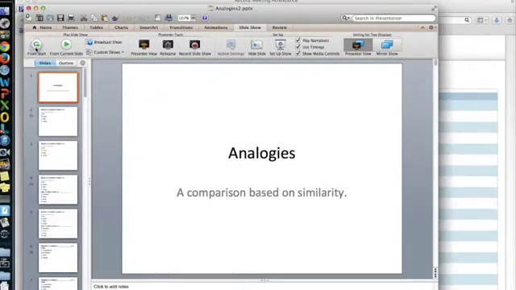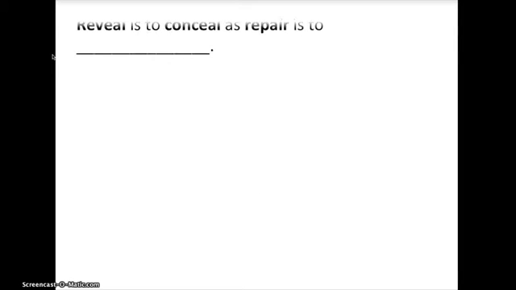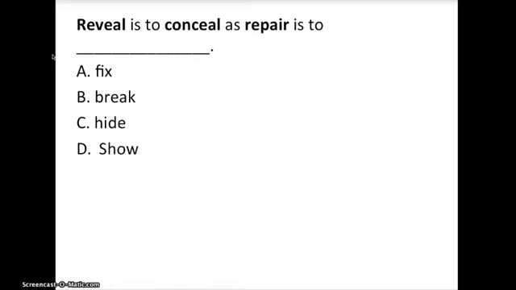All right, so this is a quick overview now of the analogies portion of the test, which is going to be on the vocabulary side. So I want you to pay attention to how these analogies are structured because you're going to do some practice with this, but you're also going to have several of these on the test to show your understanding of the vocabulary words. So here are some examples. The first one is reveal is to conceal, as repair is to fix, to break, to hide, and to show.